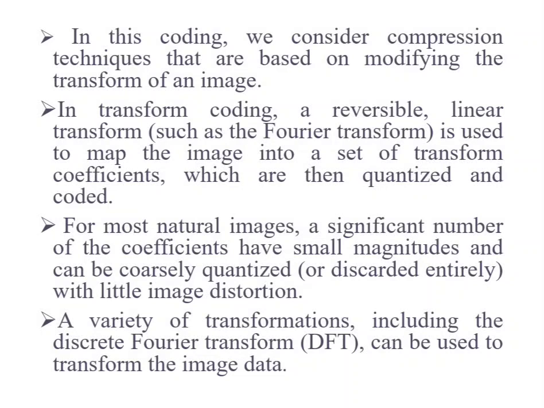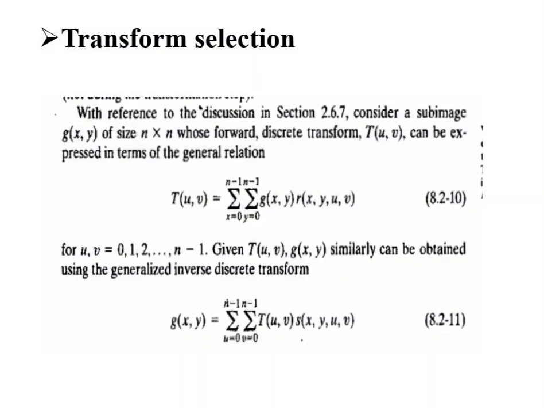The kernel in the equation is separable if r(x, y, u, v) is equal to r1(x, u) r2(y, v). In addition, the kernel is symmetric if r1 is functionally equal to r2. In this case, we can express it in the form r(x, y, u, v) equal to r1(x, u) r1(y, v). The forward transformation kernel pair is r(x, y, u, v) equal to e raised to minus j 2 pi (ux plus vy) upon N, while s(x, y, u, v) is equal to 1 upon N squared e raised to j 2 pi (ux plus vy) upon N.